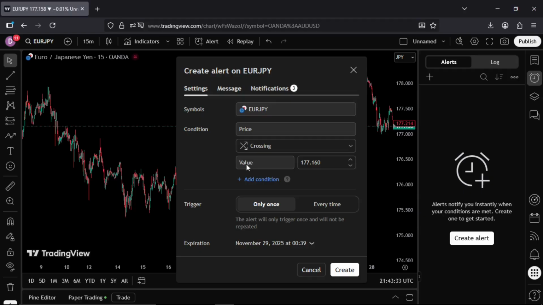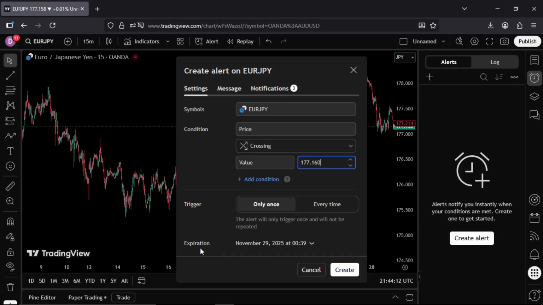Next we have the value right here. The value represents the value of price. If you want to put your alert line at a specific value of price, you could go in here and adjust the value. The next is the trigger. Do you want to receive the notification only once or every time? Only once is perfectly fine, because when you choose every time, I don't want price to cross my alert line and then come back again. No, I want to receive it only once.